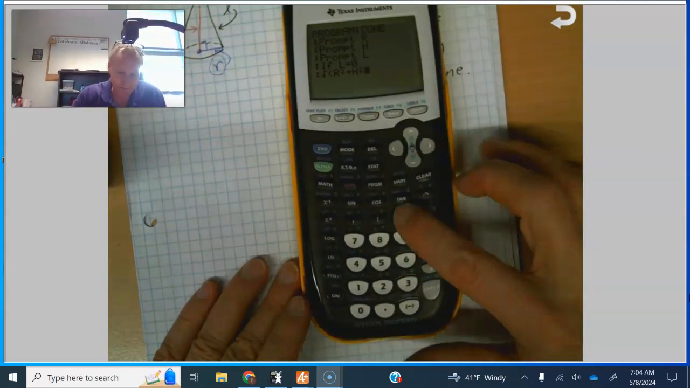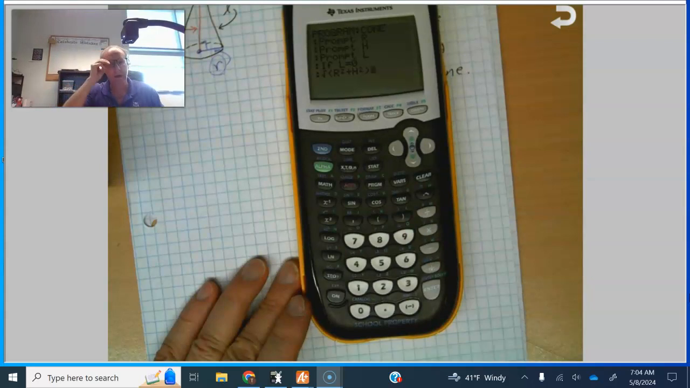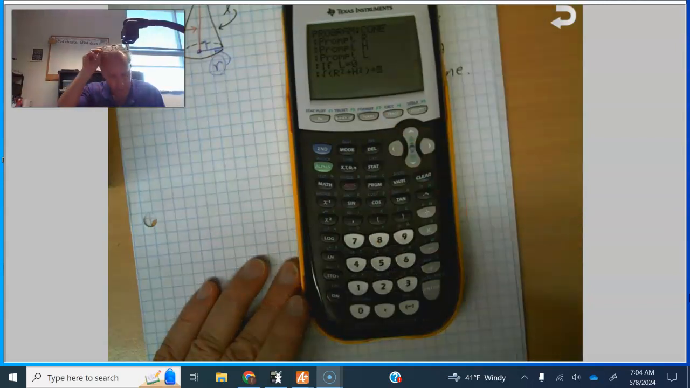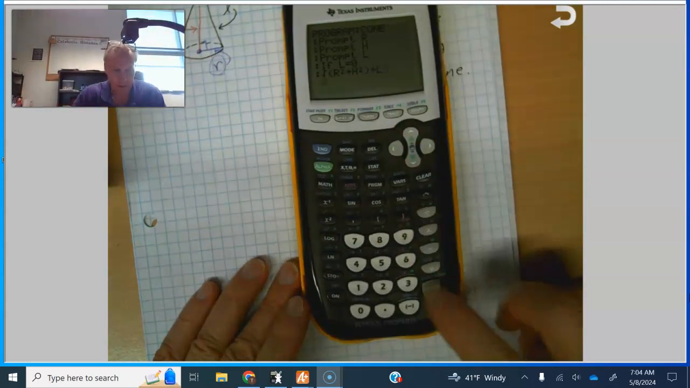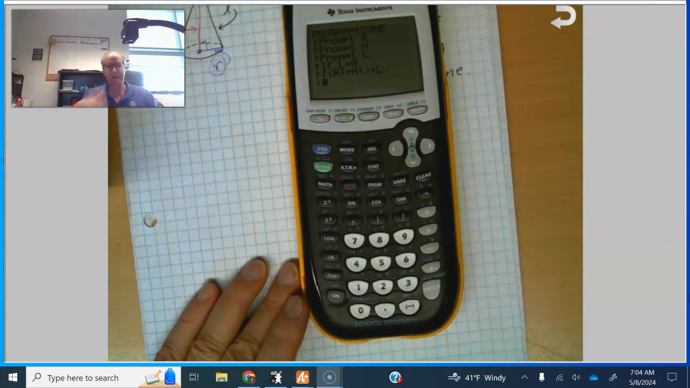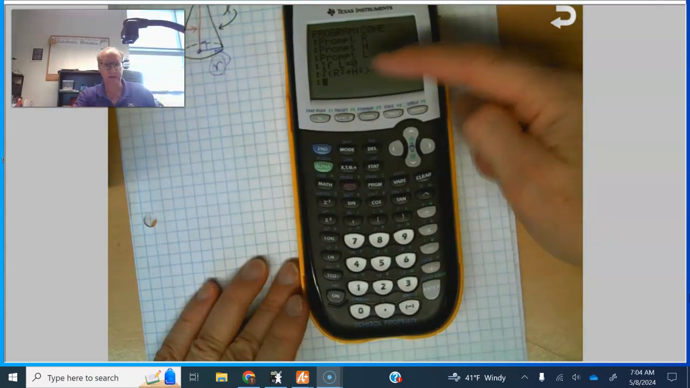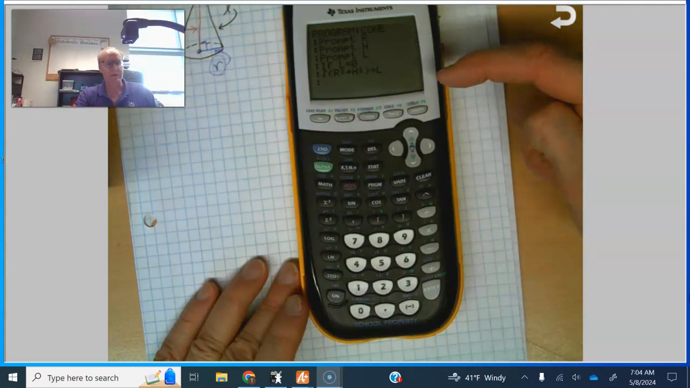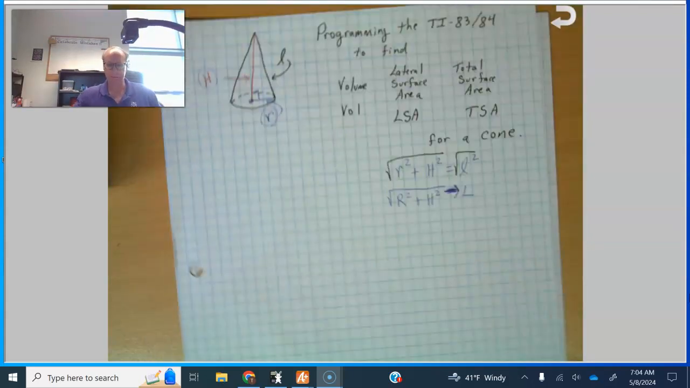and close the parentheses. And now I've found my missing L, and I'm going to store that as alpha L. What this does is if I'm missing the L, it assigns it the square root of r squared plus h squared. Now, if I'm missing one of the other two, notice what happens.